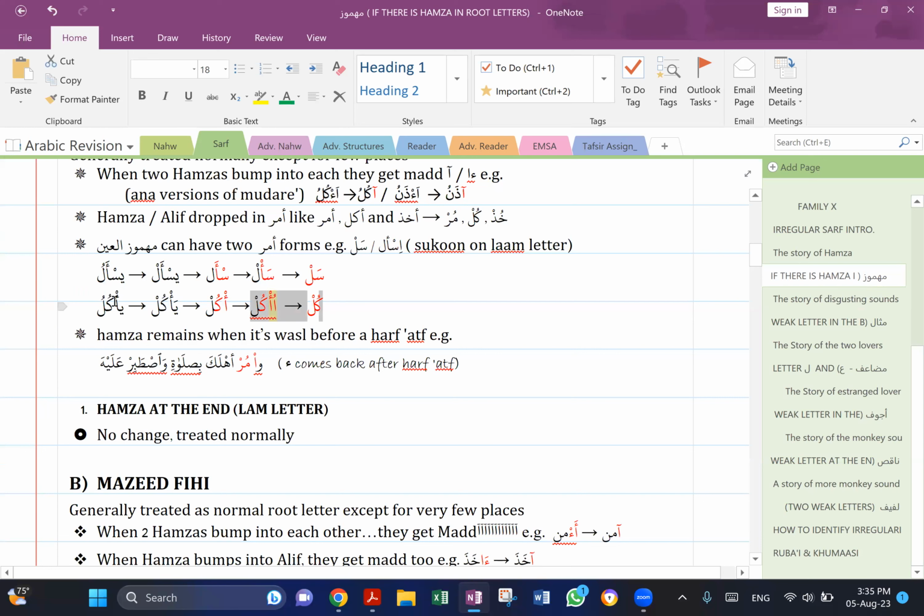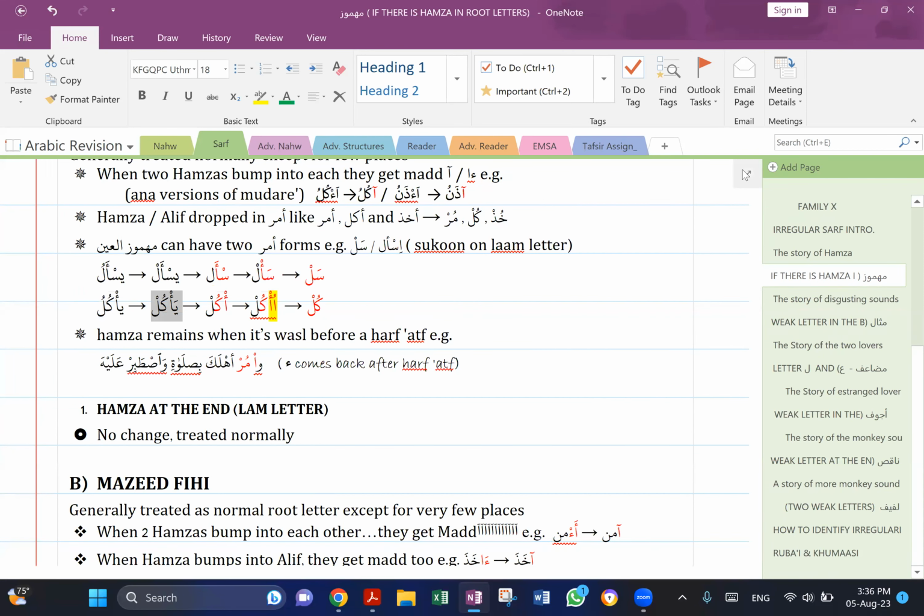So for example, let's look at the one down here. You had the mudari', which is ya'kulu. Akala ya'kulu. We are trying to form the command from the mudari'. So akala ya'kulu, this is the mudari' ya'kulu. Then what you do is you make it majzoom, the process of making a command, remember? So you make it majzoom, it becomes ya'kul.